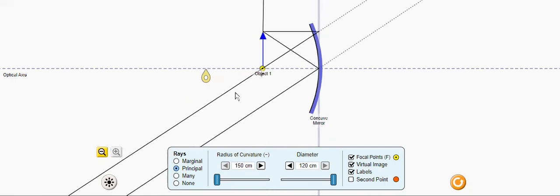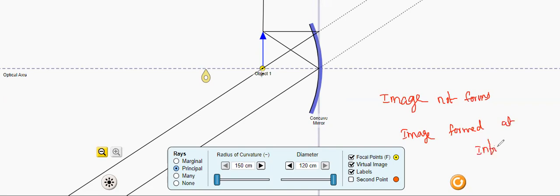When object is at focus, the light rays are not intersecting at any point behind the mirror as well as in front of the mirror. The light rays are moving parallel to each other. So simply we'll say that image does not form. Or another point we can say is that image is formed at infinity. Okay, at infinity.